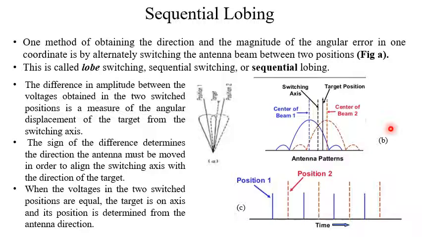The difference in amplitude between the voltages obtained in the two switched positions is a measure of the angular displacement of the target from the switching axis. The sign of the difference determines the direction in which the antenna must be moved in order to align the switching axis with the direction of the target. When the voltages in the two switched positions are equal, the target is on axis and its position is determined from the antenna direction. So this direction is the switching axis direction.